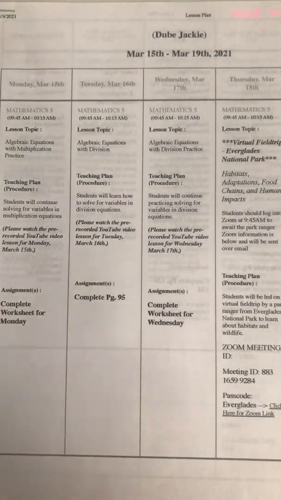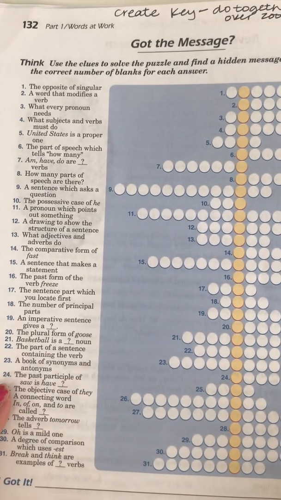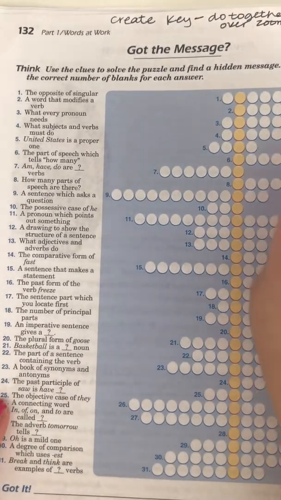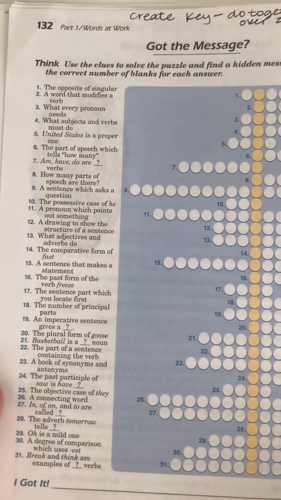But let's go on to our Tuesday work, especially since this one can be a little bit complicated. So on this sheet, we have to use these clues to solve a puzzle. And after we solve the puzzle, we're going to have a hidden message.